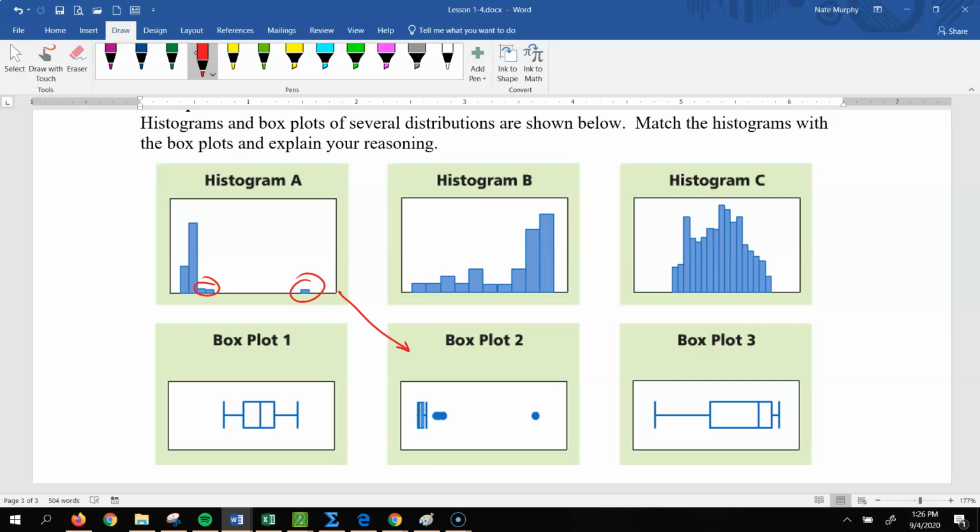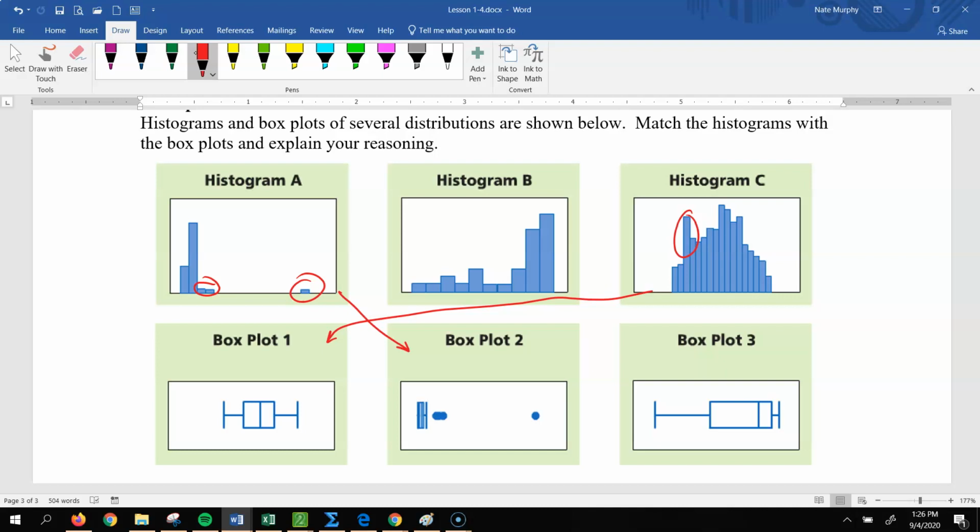Now, histogram C, that looks more symmetrical, more that the data is spread out evenly between all the values. You can see that here there's a little bit of an anomaly, a little bit bigger there. But graph C, the histogram, is more evenly spread out, so that's going to be box plot 1.